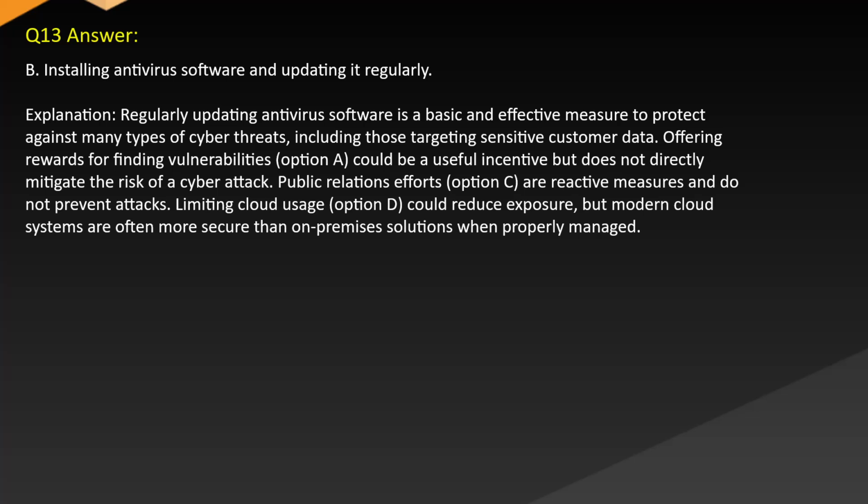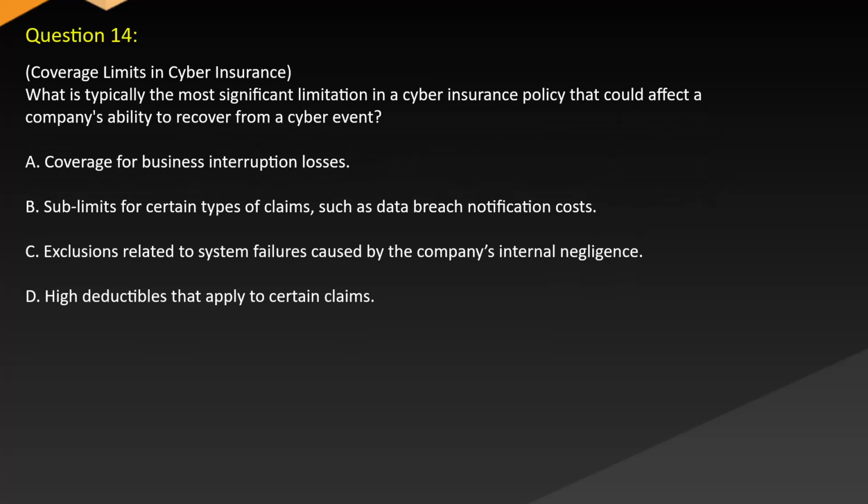Offering rewards for finding vulnerabilities, option A, could be a useful incentive but does not directly mitigate the risk of a cyber attack. Public relations efforts, option C, are reactive measures and do not prevent attacks. Limiting cloud usage, option D, could reduce exposure, but modern cloud systems are often more secure than on-premises solutions when properly managed.